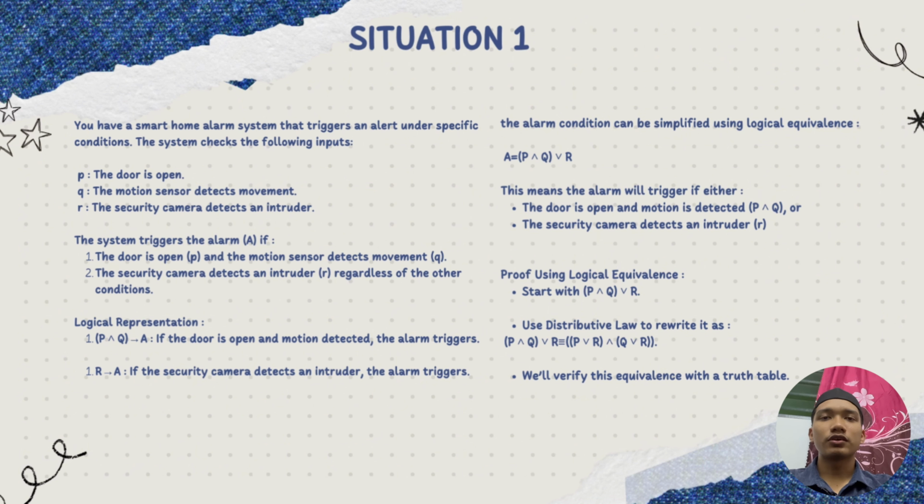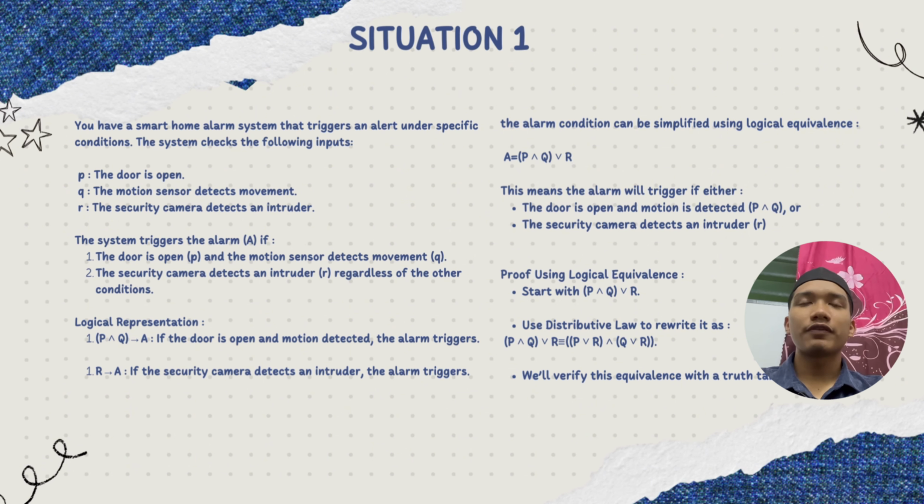This equivalence shows that the alarm logic can also be understood in terms of a combination of two separate conditions. The first one: either the door is open or the security camera detects an intruder, P or R. The second one: either motion is detected or the security camera detects an intruder, Q or R. This alternate form provides additional insight into how the system integrates its input to determine whether the alarm should activate.